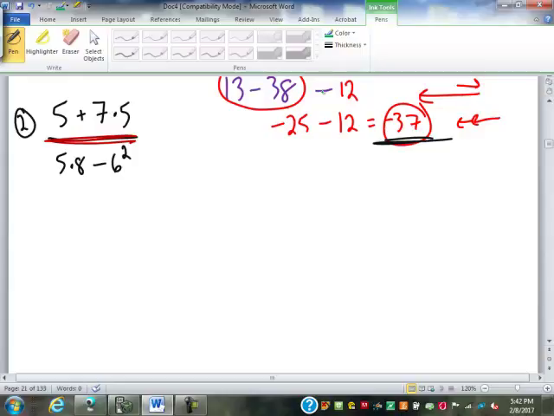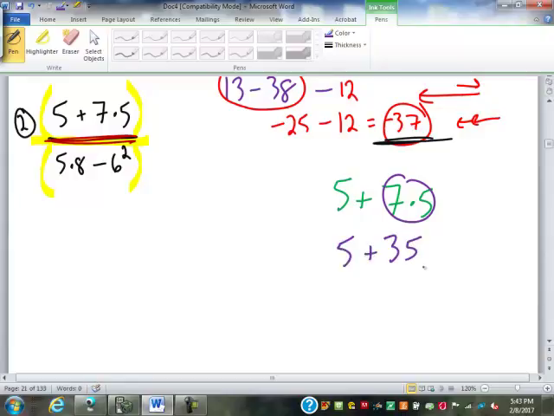But it's also an enclosing symbol. It separates part of the problem from the rest. It is telling us that we have to do everything on top first. Then we have to do everything on bottom. Then we can divide. So on top, 5 plus 7 times 5. What are we going to do first? Multiplication. 7 times 5, which is 35. So we got 5 plus 35, which is 40. So the top is equal to 40.